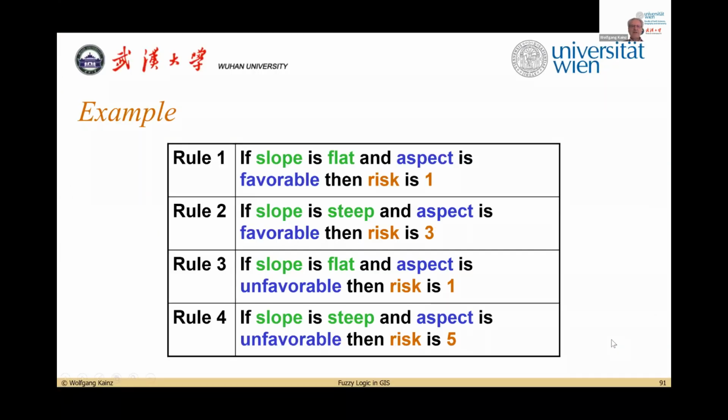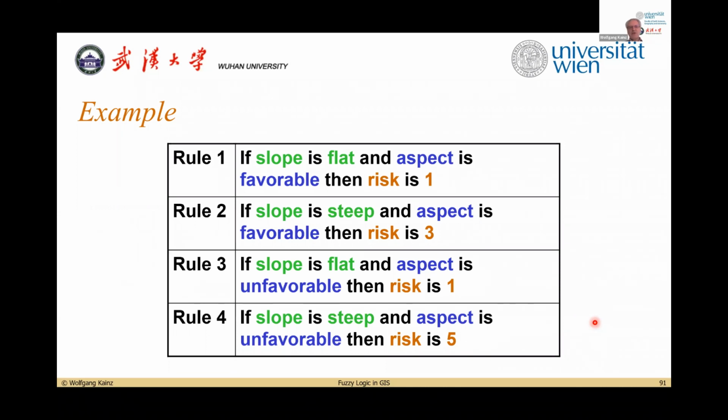If you look at these rules, there are four rules about slope and aspect and risk. As you can see here, these rules are referring to the simplified method because the conclusion is not fuzzy. The conclusion is a number, 1, 3, 1, and 5, which in our example is an indication of the risk. So 1 is low risk and 5 is a high risk, and in between we have 2, 3, 4. The rules are only an example here. I'm not a geomorphologist, so I'm not sure whether this makes sense in physical geography, but nevertheless, we use it as an example.